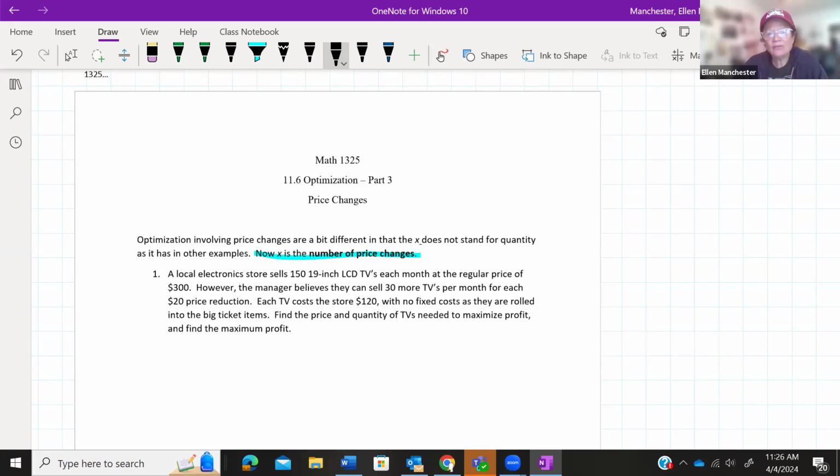So here, let's go ahead and set this up. The process is the same though. I can't draw a picture because we're looking for maximum profit, so there's no picture to draw. My objective is maximum profit.